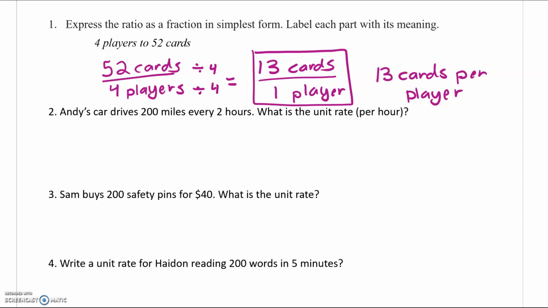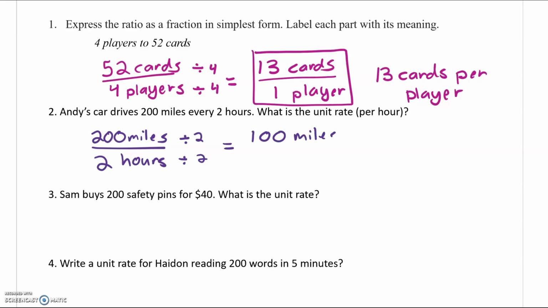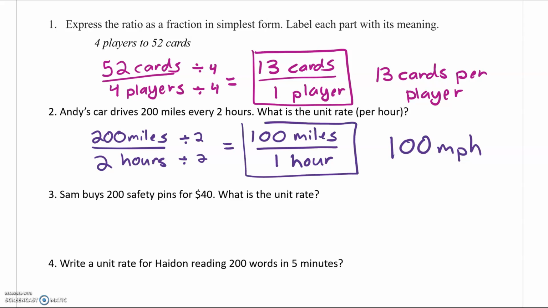All right, question number 2. Andy's car drives 200 miles every 2 hours. What is the unit rate per hour? So we got 200 miles per 2 hours. So again, we're just going to divide. So we divide them both by 2. So we get 100 miles per hour, right? We could also write it 100 miles per hour. You often see it that way as well. So Andy driving pretty fast.